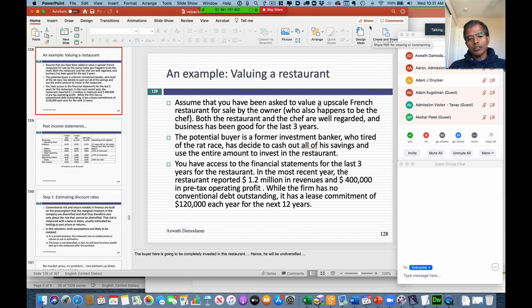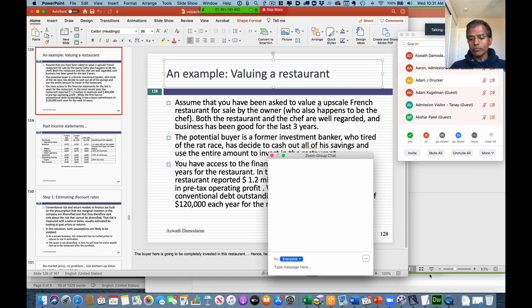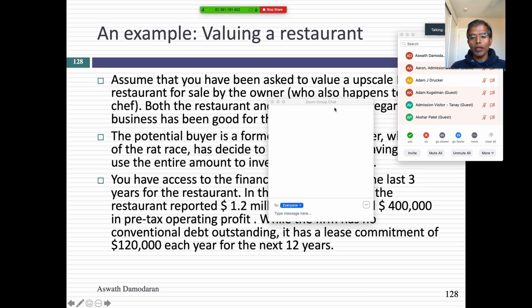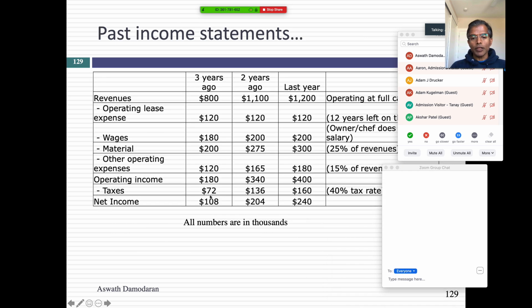So here's what the last 3 years of financials look like for the company. Let me convert to full slide form so everybody can see properly. Here's what the financials look like for the company. Basically, the chef gives you the last 3 years: the most recent year, 2 years ago, 3 years ago.